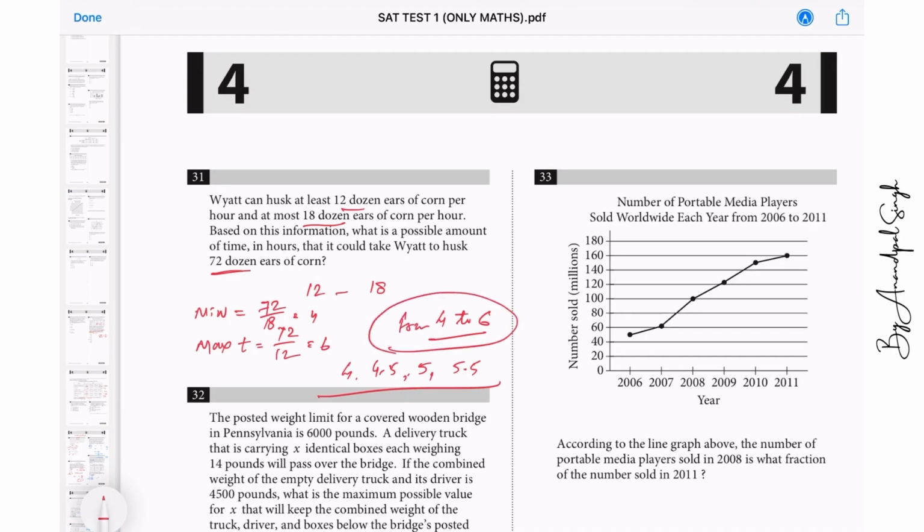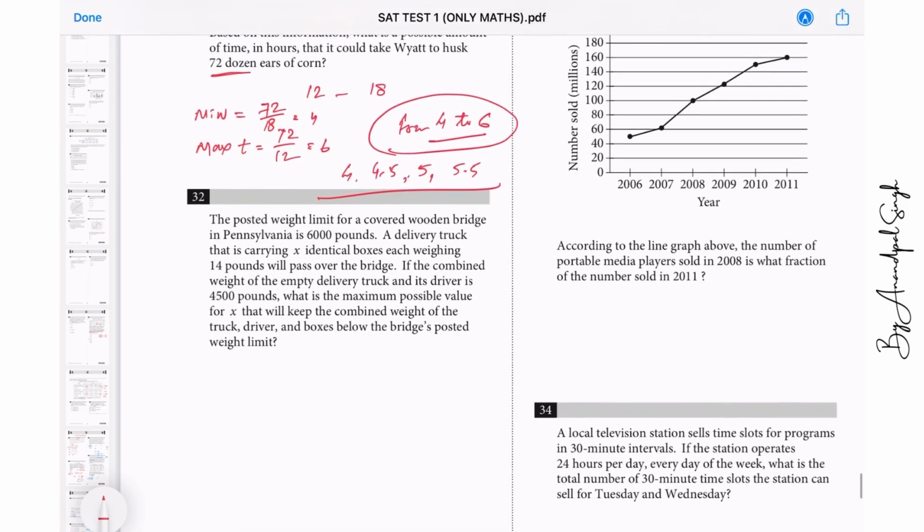This is the answer. The posted weight limit for a covered wooden bridge is 6,000 pounds. A delivery truck that is carrying x identical boxes, each weighing 14 pounds, will pass over the bridge. Combined weight of the empty trailer truck and its driver is 4,500, plus 14x should be less than or equal to 6,000 pounds.